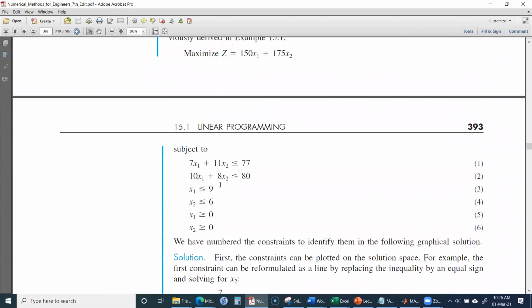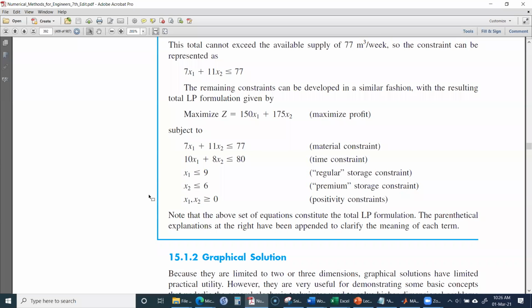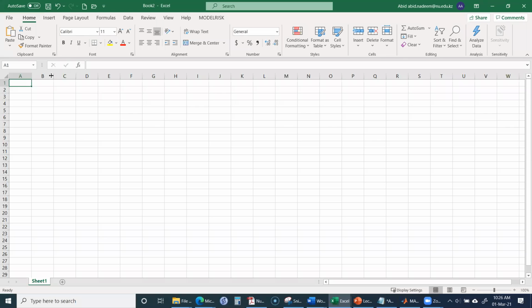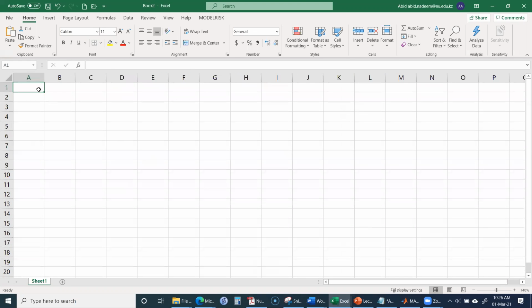It is the same example for which we have formulated the solution. For the graphical solution, we have this set of equations. We can number these constraints, these 6 equations. So 7x1 plus 11x2, and then similarly this. In this case, we get 6 equations, and then we can plot these equations on Excel. So we can say that these numbers are x1 and x2.